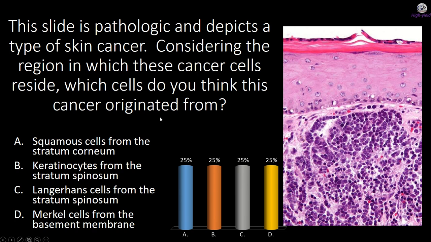All right. So this slide is the pathologic slide. It's a type of skin cancer. But just thinking about where these cells are, and maybe a little bit about what they look like, what cells do you think this might have originated from? And let's look at my choices.